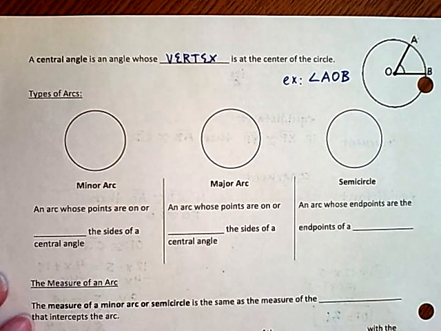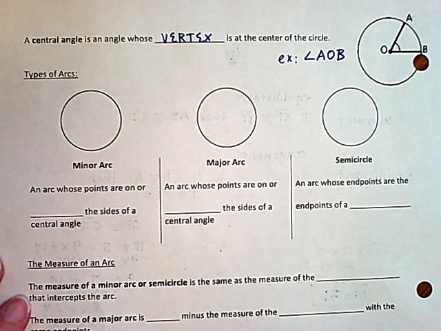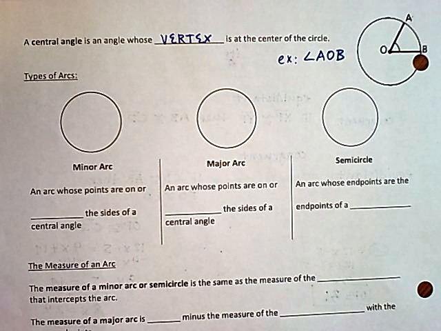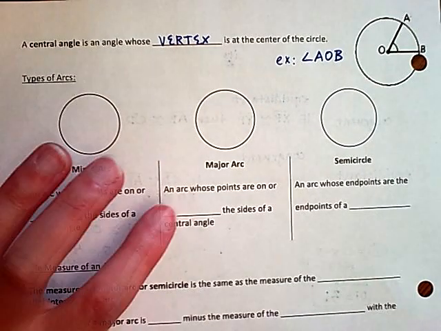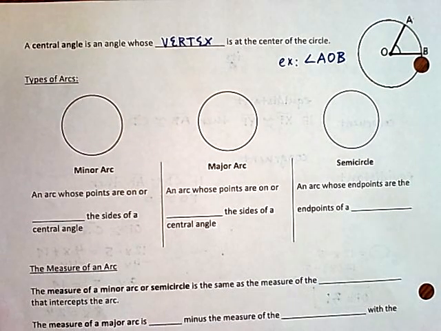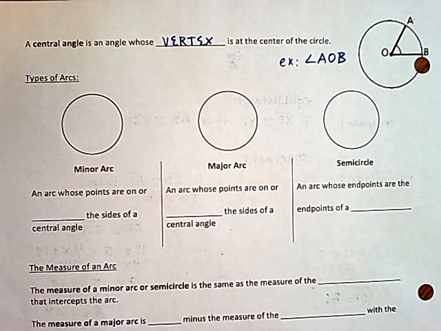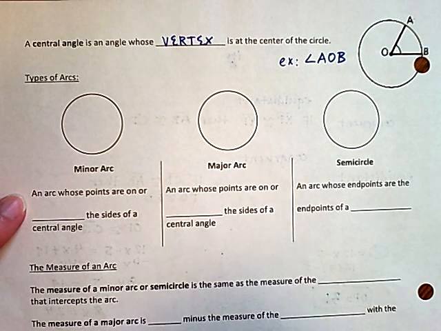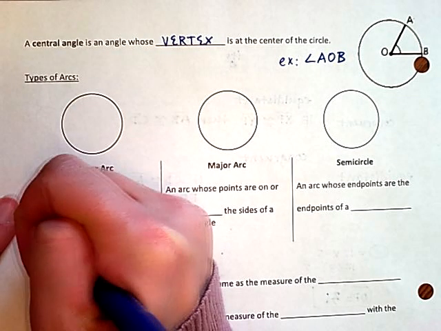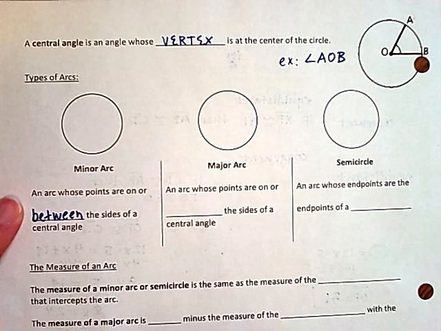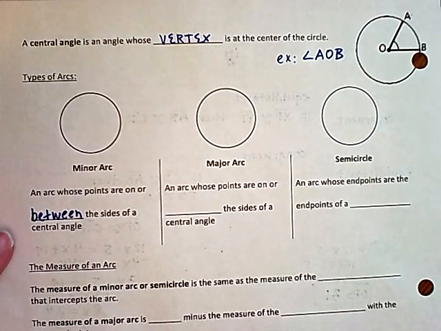So next thing is looking at the different types of arcs. We have 3 different types: a minor arc, a major arc, and a semicircle. Semicircle probably already sounds familiar and you know what it is, but the other 2 might seem unfamiliar. So for a minor arc, we say it's an arc whose points are on or between the sides of a central angle.